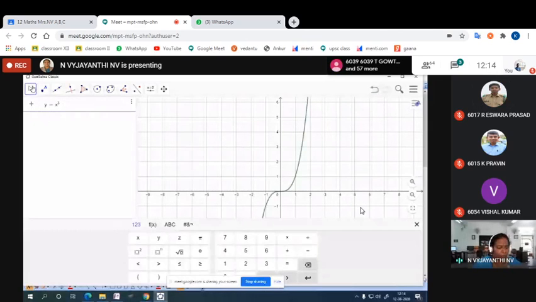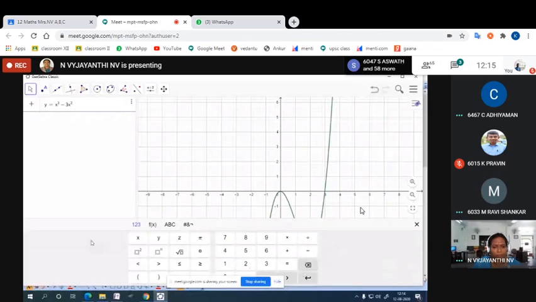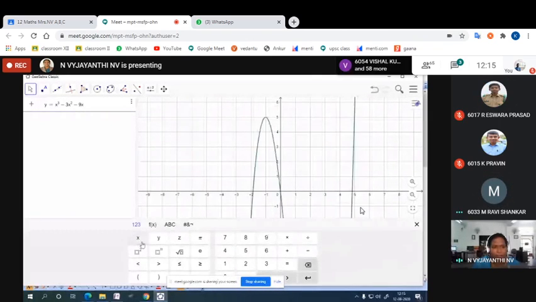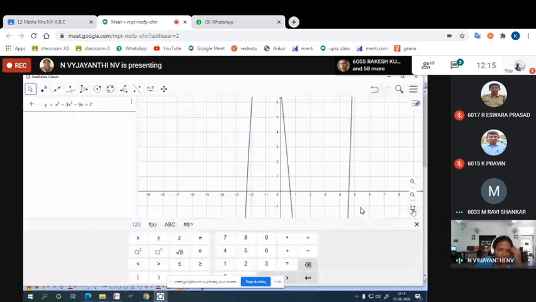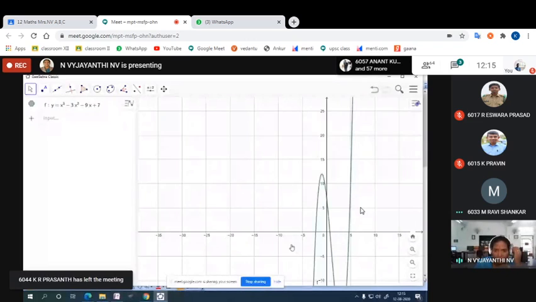So you can see the y equal to x cube curve. You all remember? Now minus 3x square minus 9x plus 7. Okay, it has come. So this is the curve. See, very beautiful, no? It is like your mobile phone.